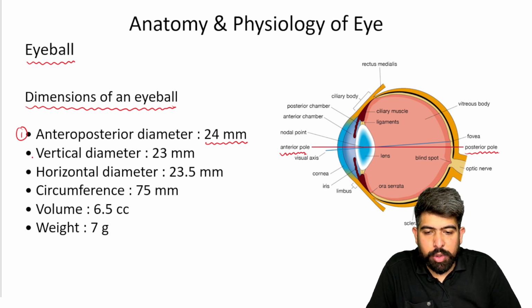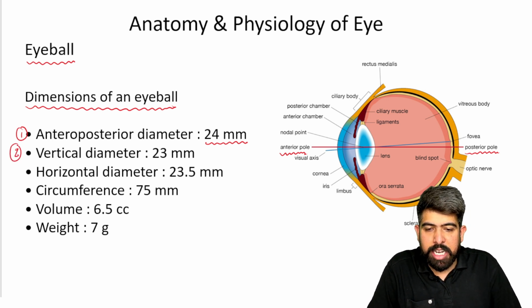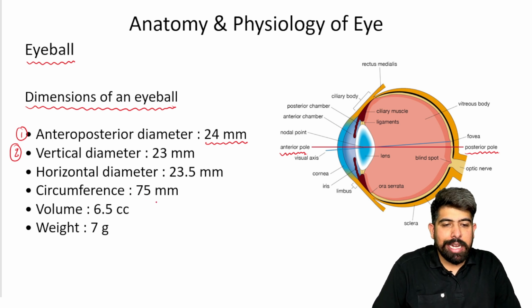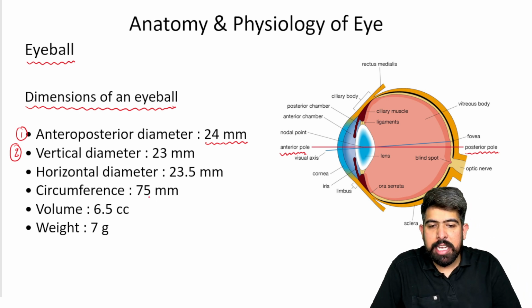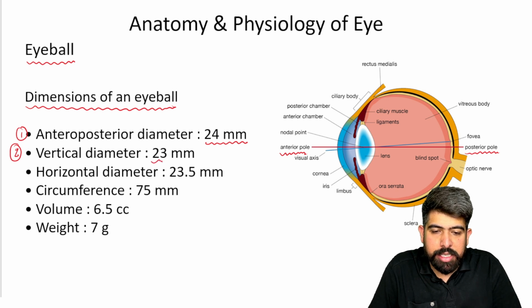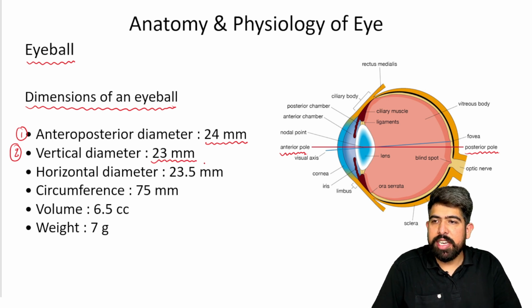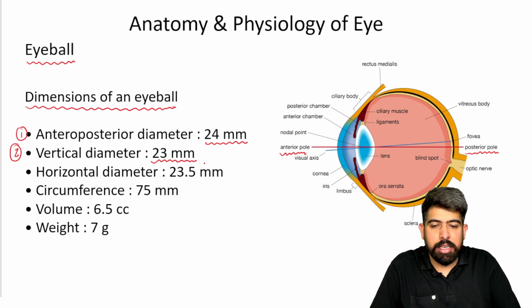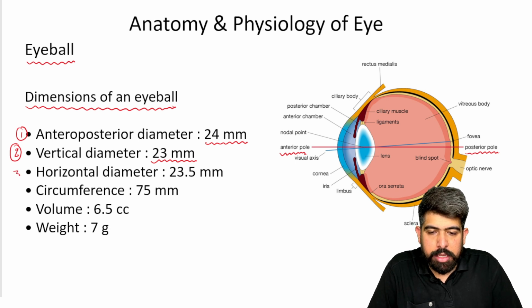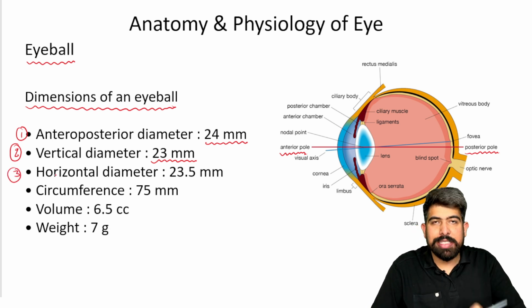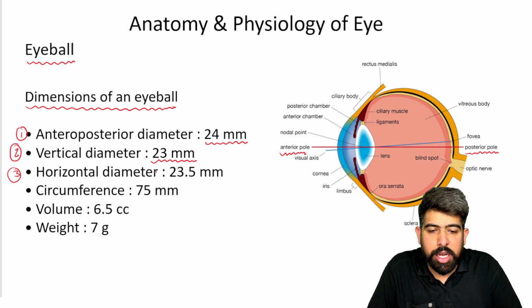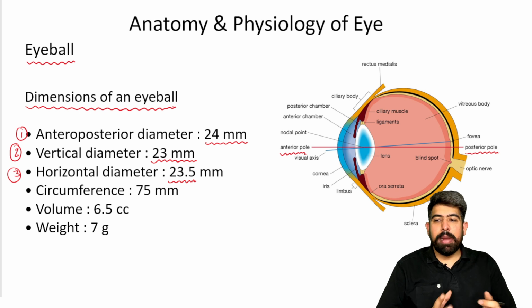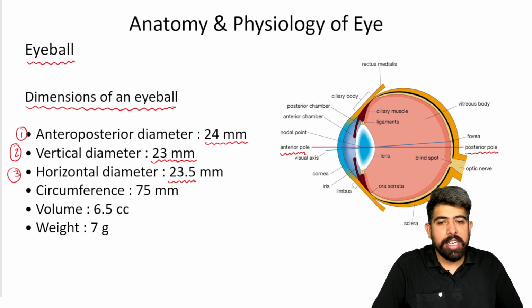Now we have to talk about the second diameter. The second diameter is your vertical diameter. As you already know, vertically means it will be lying like that. So the vertical diameter will be 23 mm, right? The third one is your horizontal diameter, I hope you understand this. This is horizontally placed, right? So the horizontal diameter will be 23.5 mm.